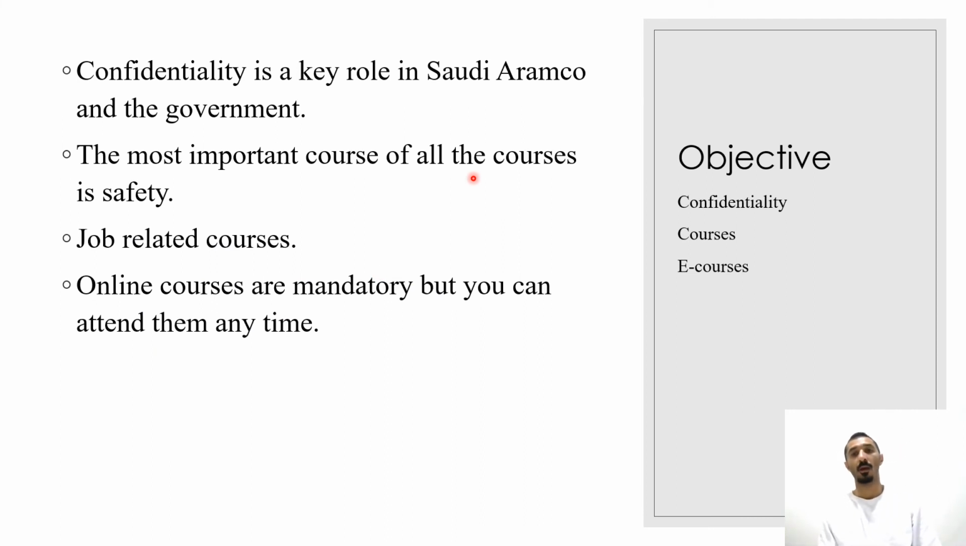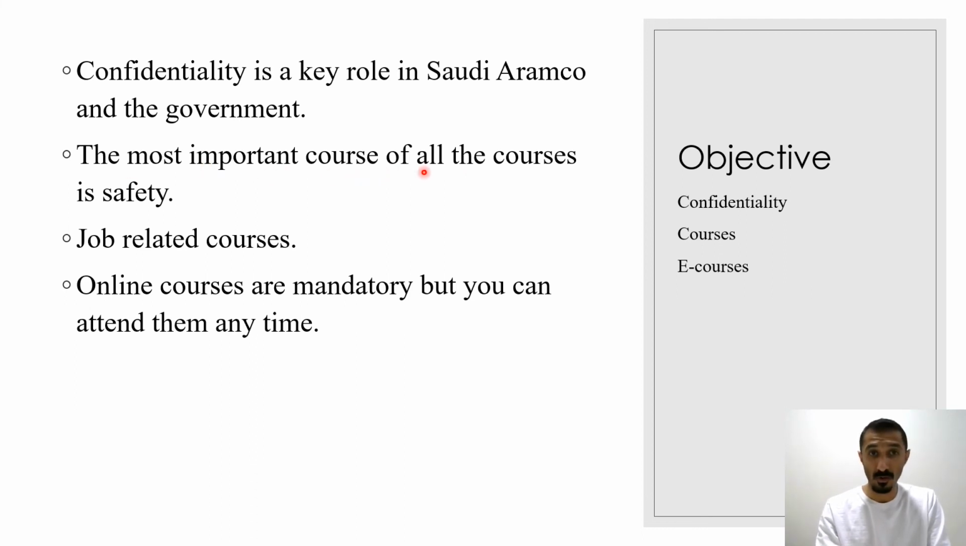Objective. Confidentiality courses and e-courses. Confidentiality is a key rule in Saudi Aramco and the government, because Saudi Aramco is not just a private sector. It is partially private and governmental. So confidentiality is very important. You must keep important information of the company inside the company only.